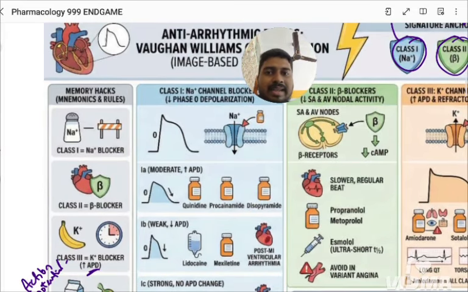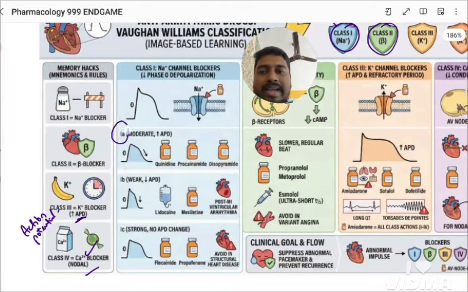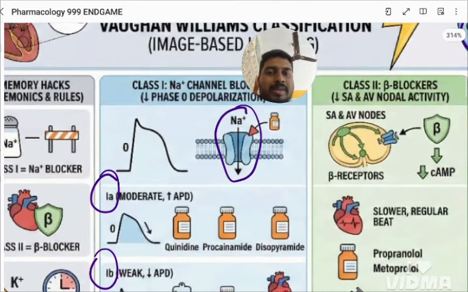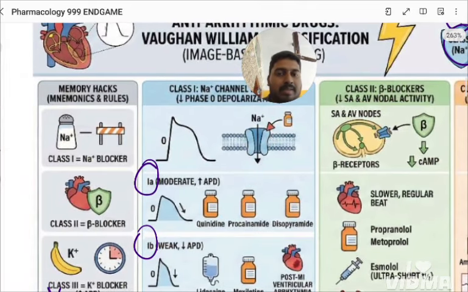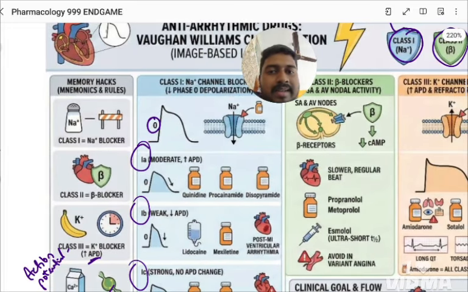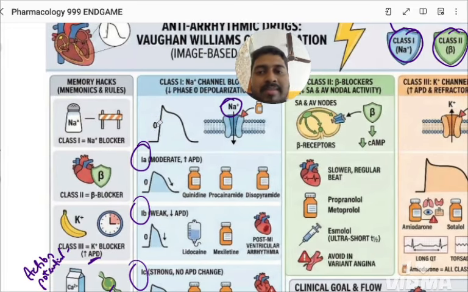In class 1, we have 3 different types, that is class 1A, 1B and 1C, 3 different types of drugs. The sodium-potassium ATPase is a common pump which is there in the cardiac conduction system. This is the normal cardiac action potential generation. This is phase 0. These drugs block the sodium influx, which comes through sodium channels.